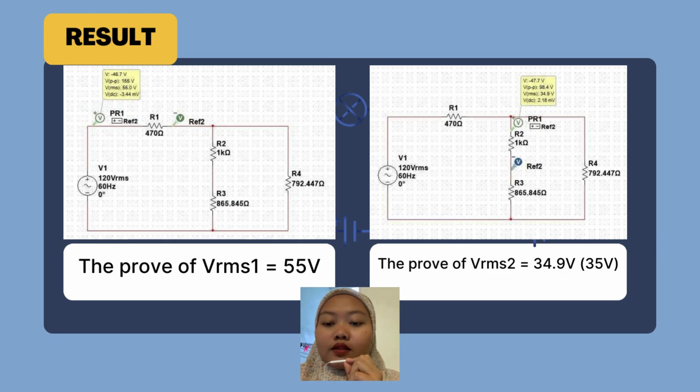So these are the results. The first one is the proof of VRMS1 equal to 55 volt, and the second one is the proof of VRMS2 equal to 35 volt.